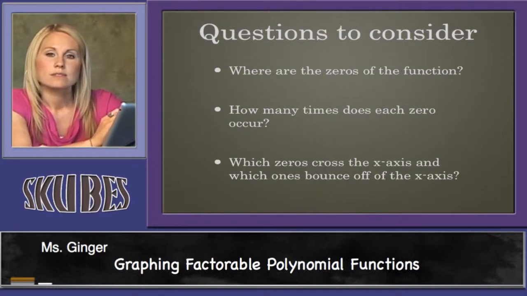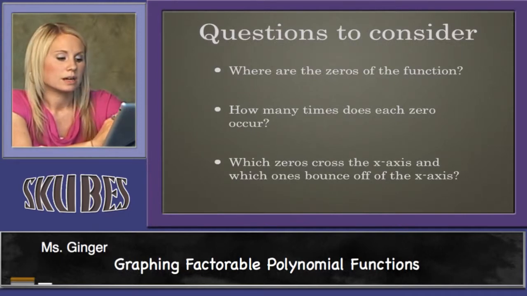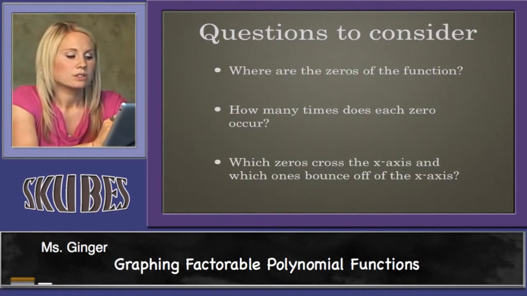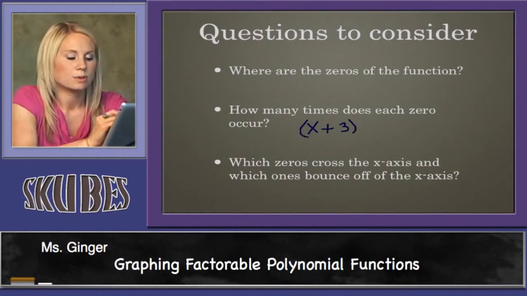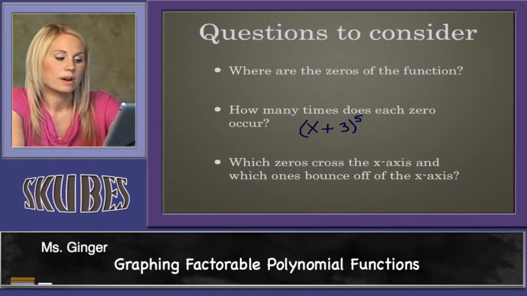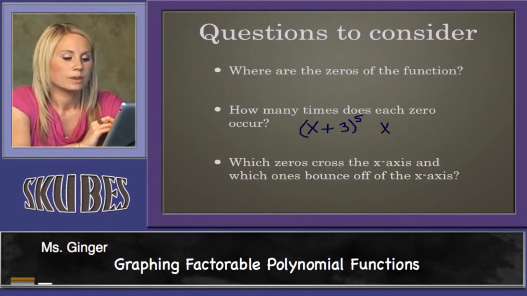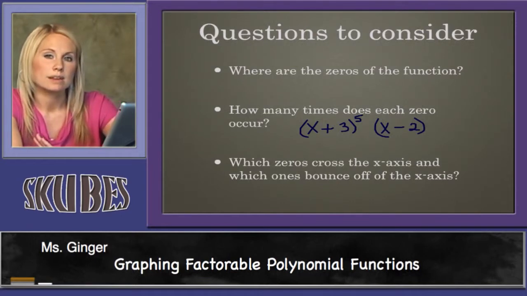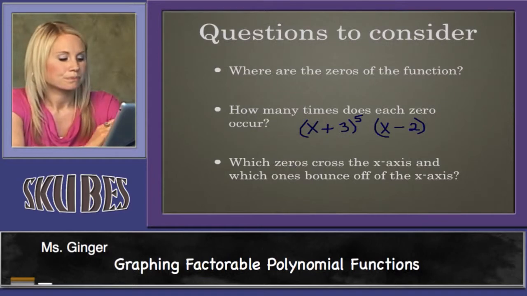Now the occurrences of the zeros are going to be able to be seen in the degree of each factor. So for instance, if I have a factor in the expression that's (x + 3) to the fifth, that means that zero of -3 occurs 5 times. So again, maybe something like (x - 2) with no power, that means that zero occurs once. So you want to look at the power on each factor to see how many of those zeros occur.